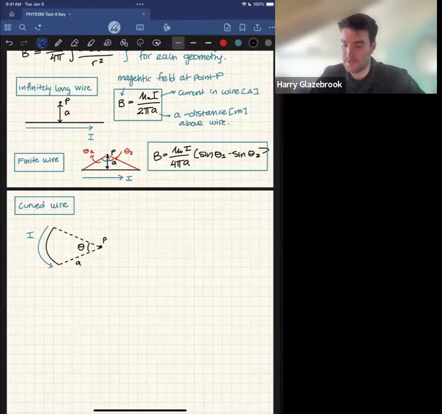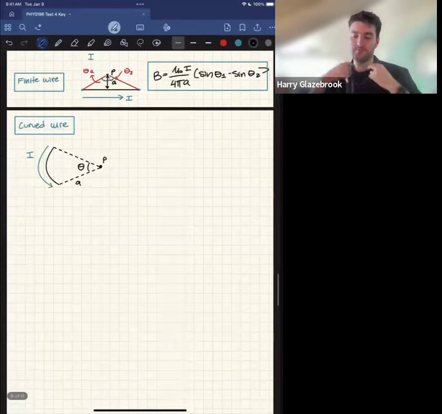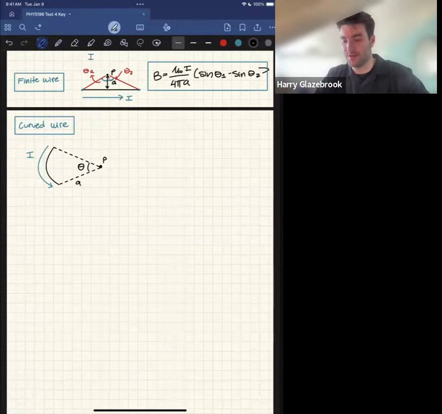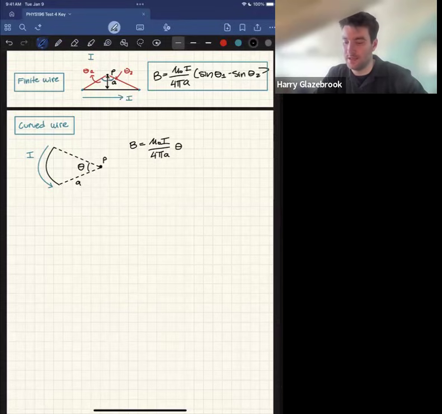Last really important one for me is the curved wire segment. So if I have a curved piece of wire and there's current going through it, and I want to know the magnetic field at this point P, then that's just going to be mu naught I over 4 pi A times the angle subtended by this little arc.